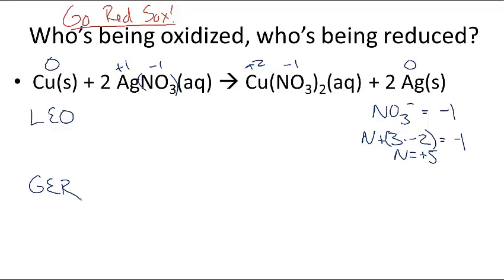So, well, what changed? Copper went from 0 to +2. Okay, so what did it do? It lost electrons. So it was Leo'd. And silver went from +1 to 0, so it was reduced. Okay, let's try another one.